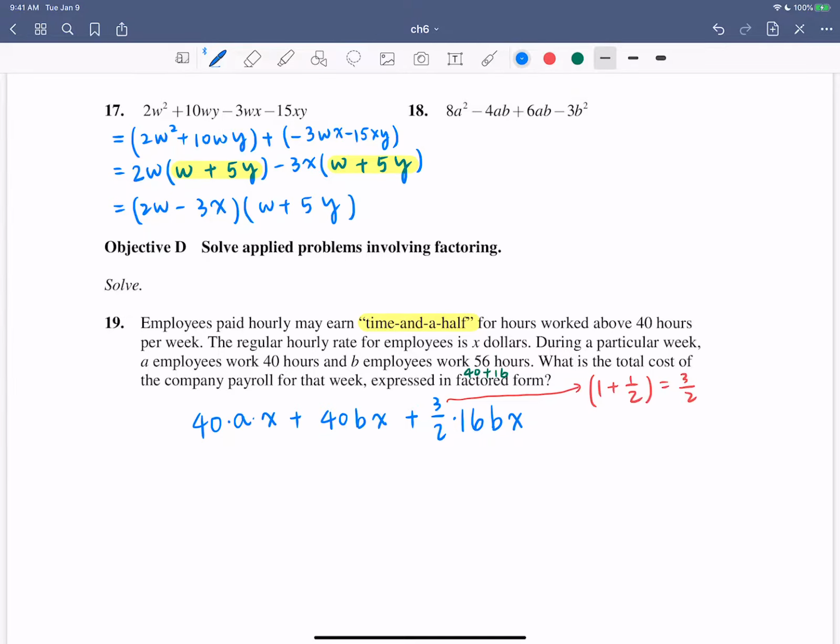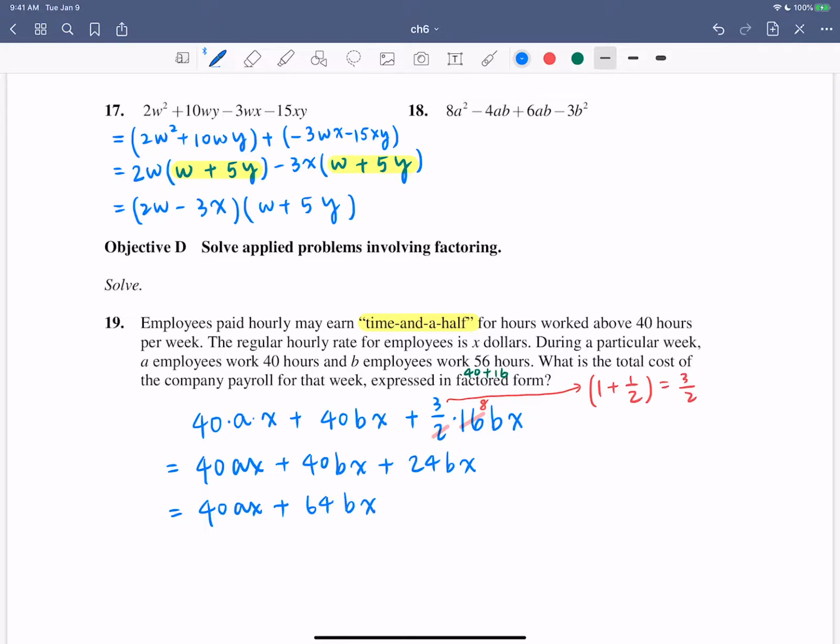Now let's combine this expression and simplify. You have 40Ax plus 40Bx plus, so over here I can divide 2 into 16. There are 8 2's in 16. And then multiply everything on the top. 3 times 8, that's 24. And then you have Bx. Now combine like terms. 40Ax plus 64Bx.